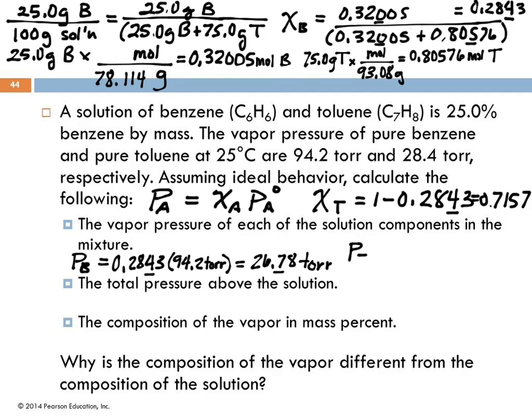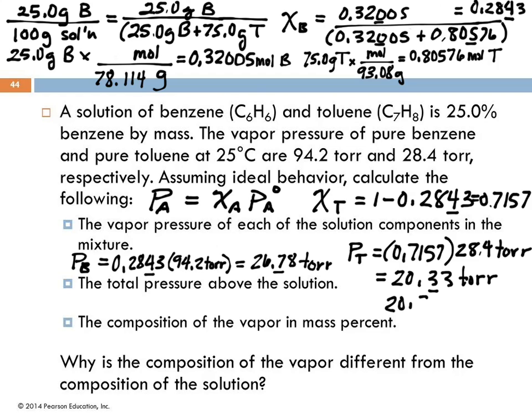So then the partial pressure of toluene is the mole fraction of toluene times its pure vapor pressure, 28.4 torr. 28.4 times 0.7157 is 20.33 torr. So we would call it 20.3 torr.